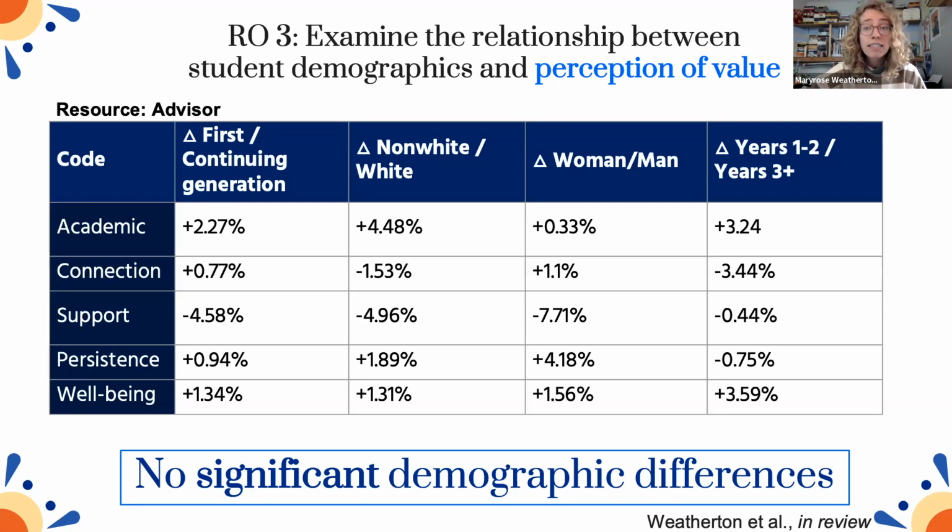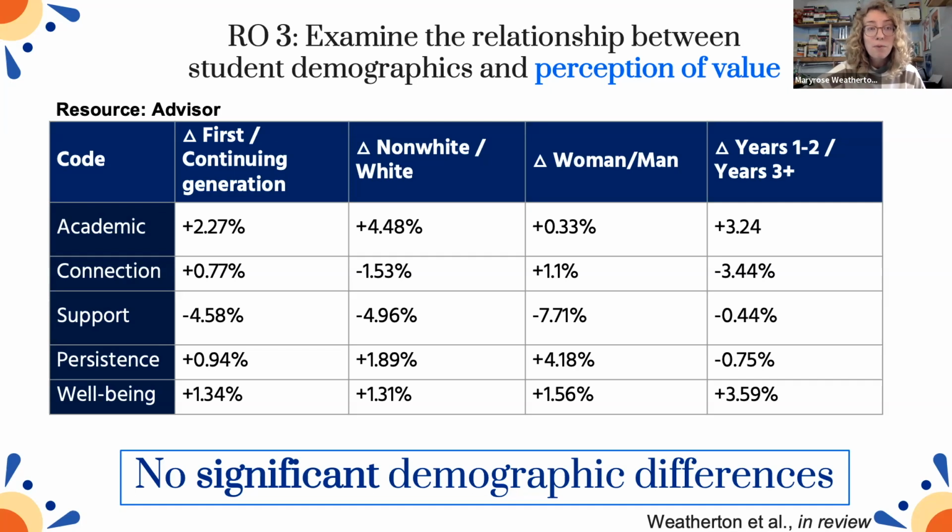So I ran chi-squared tests to look at the differences in code prevalence within each characteristic, and none of those tests came back as significant. So overall, what we can say is that there are no significant demographic differences in terms of students' perception of resource value. Now, like I said, this is something that I've just started working on.